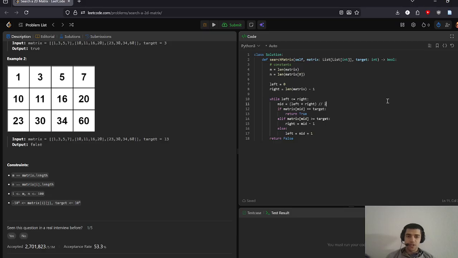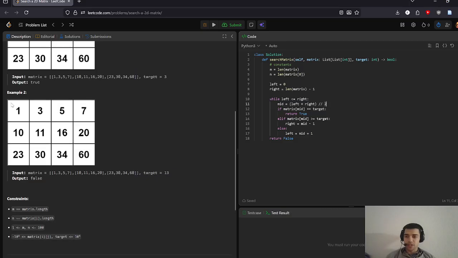Now what we have to do is, it's as if we have the left here and the right here. So right is going to become m times n. This is the number of elements minus 1 because we start off at 0. Now what we want to do is use both indexes. So I'm going to call them i and j, but mid is still going to be the number as if we had one organized list.